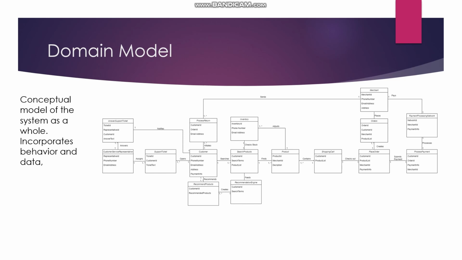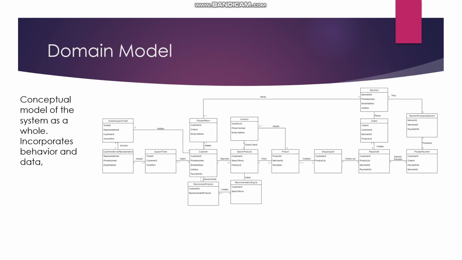This is the domain model, which is a conceptual model of a system as a whole, and incorporates behavior and data. Our main classes are customer, merchant, customer service representative, and the recommendation engine. The customer contains the information of customer ID, phone number, email address, home address, and payment information. The merchant contains a merchant ID, phone number, email address, and address. The representative has a representative ID, phone number, and email address. And the recommendation engine has the customer ID and the search terms that they use.